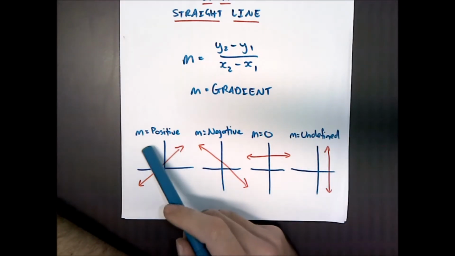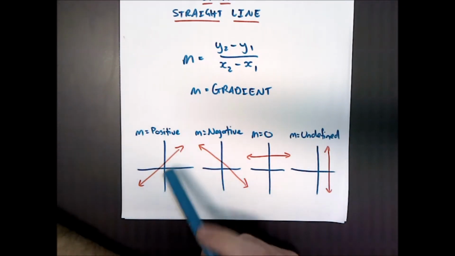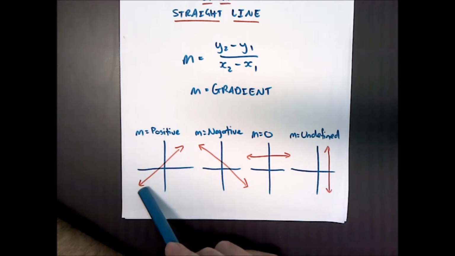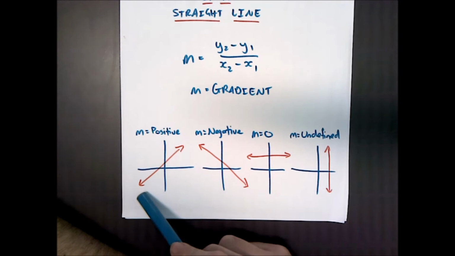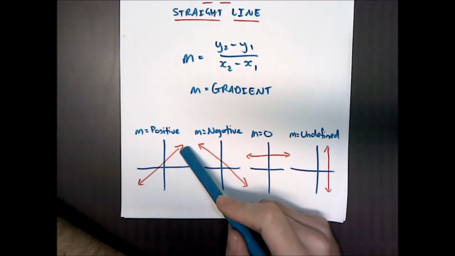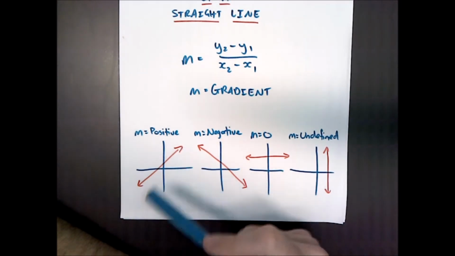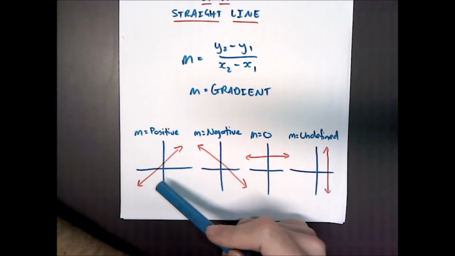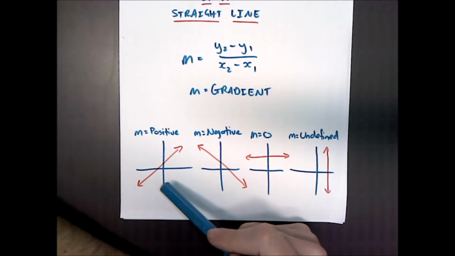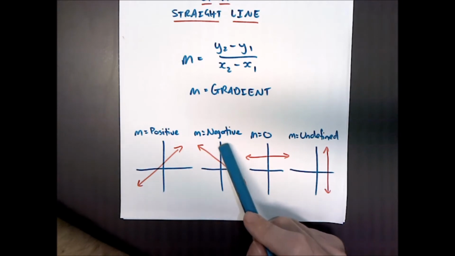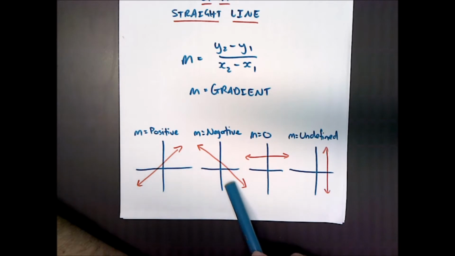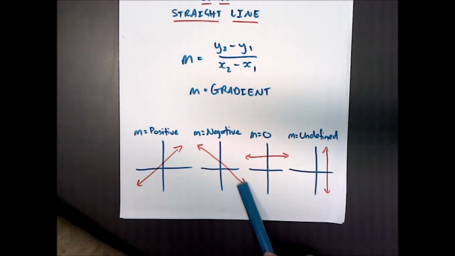The first one: if your gradient is a positive number, that means reading from left to right, your line is increasing, so it's going upwards from left to right. The bigger the number is, the steeper that line is going to be. The smaller the number, the shallower it's going to be. Now if your gradient is negative, that means reading left to right, it is decreasing, so it's going down.